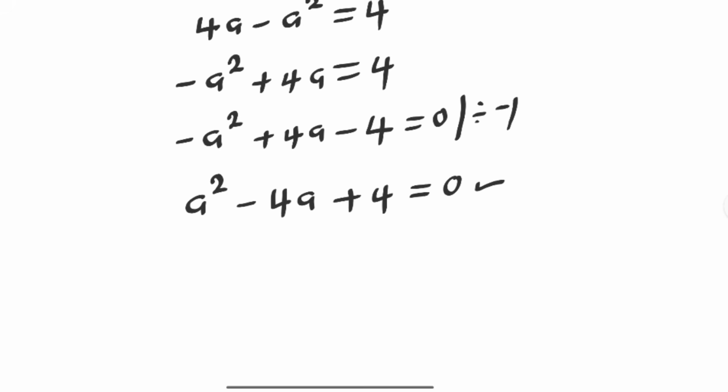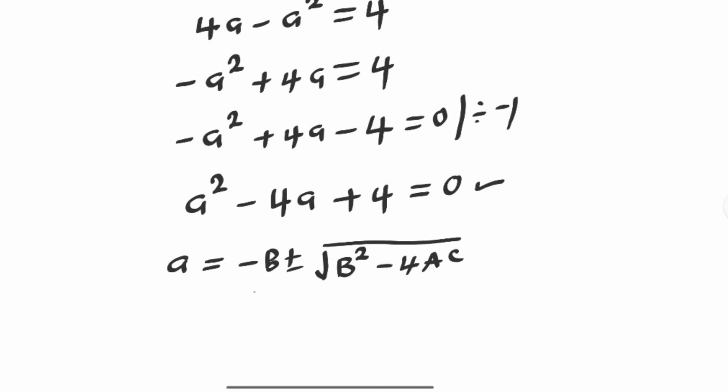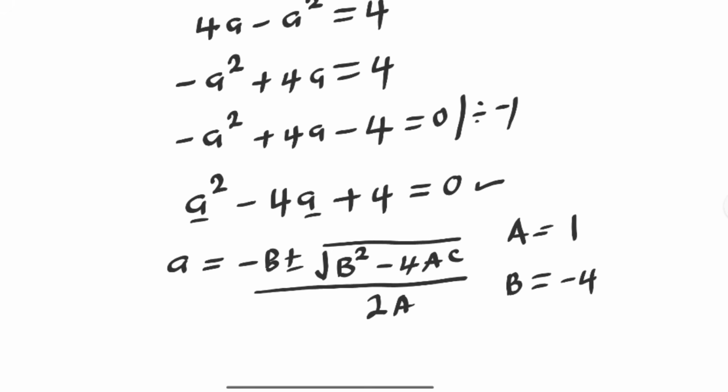And our quadratic general formula is given as a is equal to minus b plus or minus square root of b square minus 4ac over 2a. Then a is equal to the coefficient of a square, which is 1. B is equal to the coefficient of a, which is minus 4. And c is the constant, which is 4.